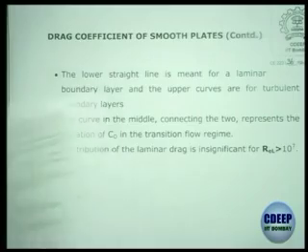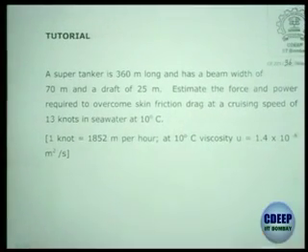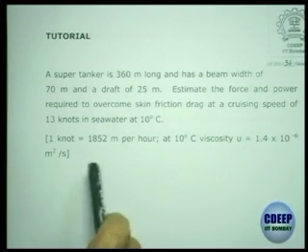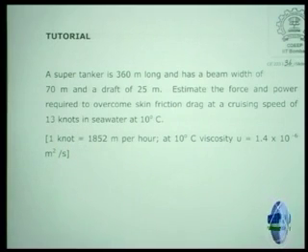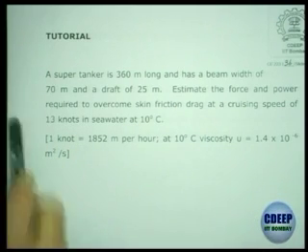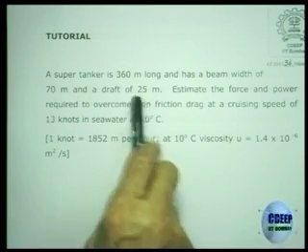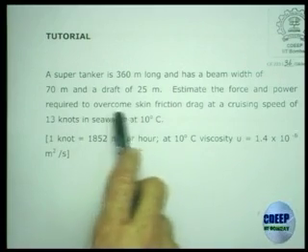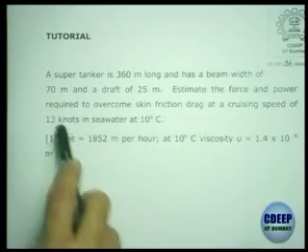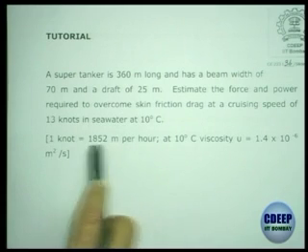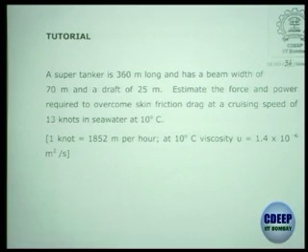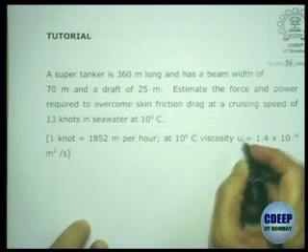Now if you remember, we took an example when we were talking about the drag force based on Kármán's integral momentum equation. I remember we did the same problem, but quickly let us go through that to maintain continuity. This is a tanker whose length is given, the beam, meaning width, is given, and the draft, meaning the depth of submergence, is 25 meters. Estimate the force and power required to overcome skin friction drag at a cruising speed of 13 knots. And how to convert, 1 knot is given. So 1852 meters per hour is called 1 knot. At 10 degrees Celsius, the viscosity is given. All right. This is not u, this is nu.